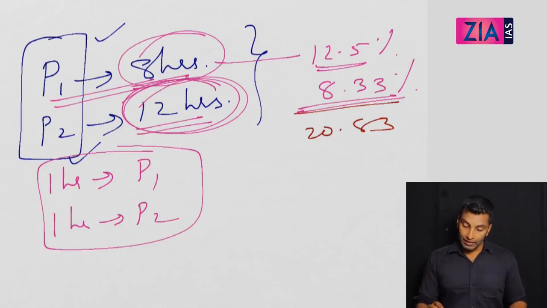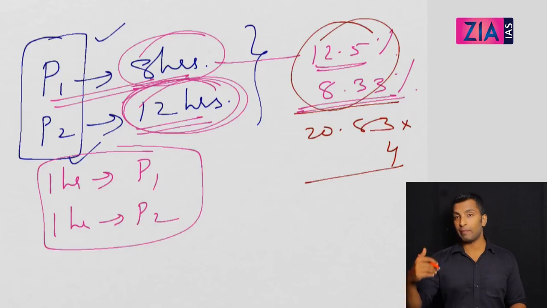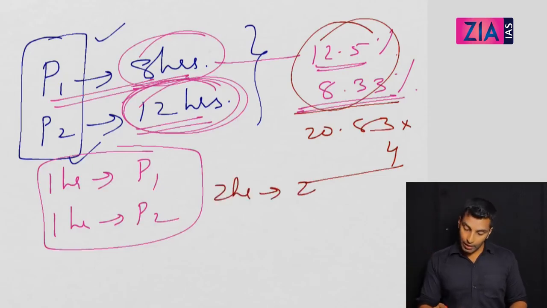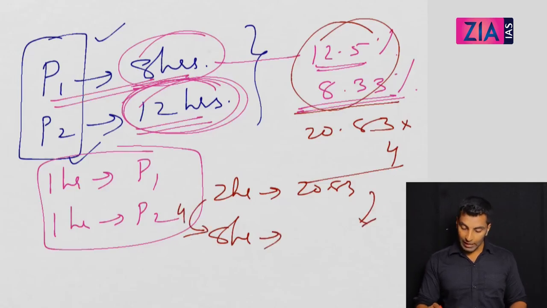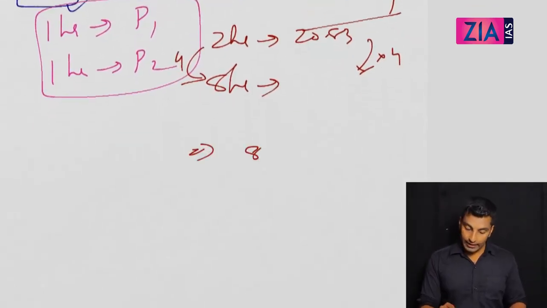So that means after the 8th hour, you just multiply by 4, because 2 hours means 20.83. So for 8 hours, you need to multiply by 4. What do you get? 83.33% of the tank is filled.